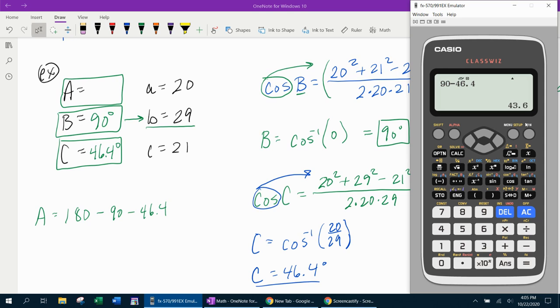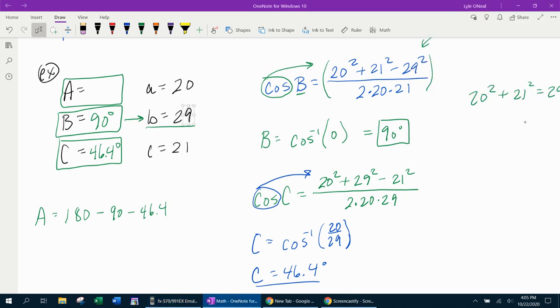And you will get the same answer, okay? 43.6. And just again, a side note, remember I said that side A was the smallest, so angle A should be the smallest angle, and it is. And so that makes me feel good about my calculations. And we're done.